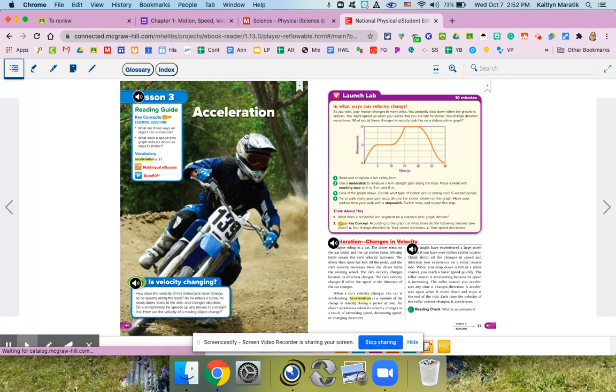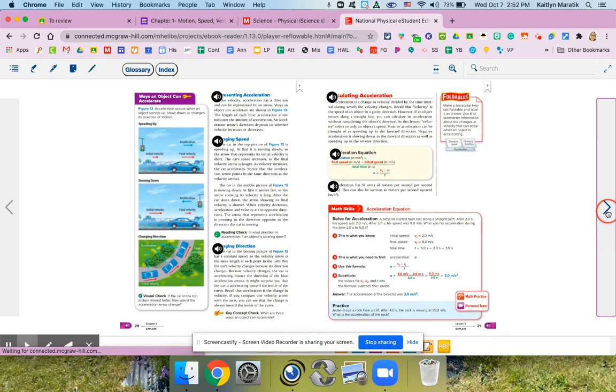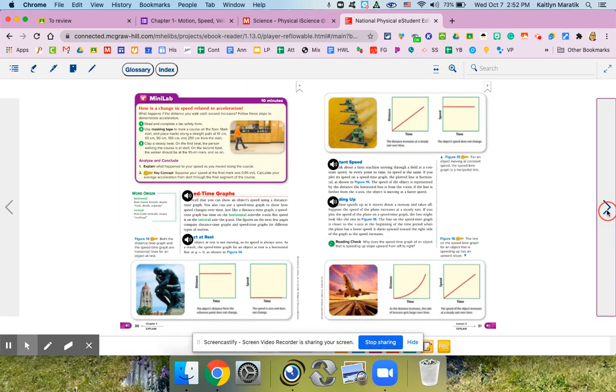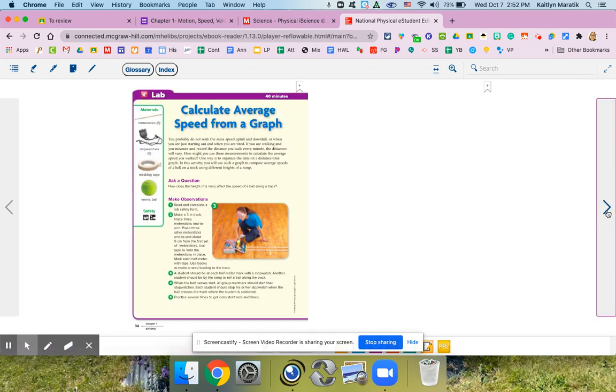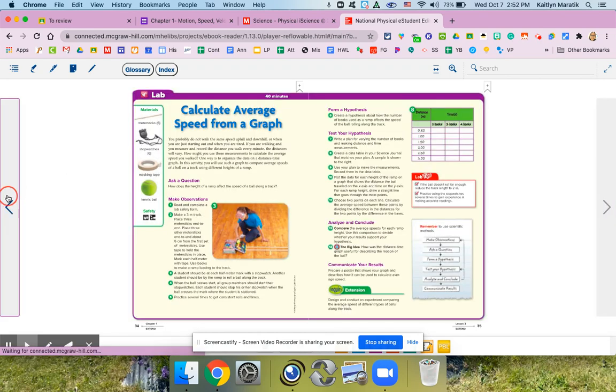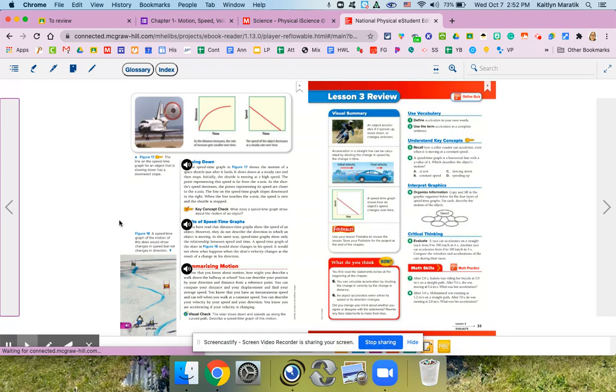The next thing is the vocab is what comes first. For this one, there's only one vocab word, and it's acceleration. So write that at the top. The next thing we're going to do is preview the questions that are at the end. Oops, and I went one too far. There we go. So there's a total of 8 questions.